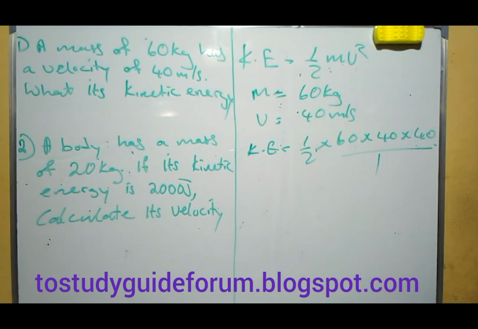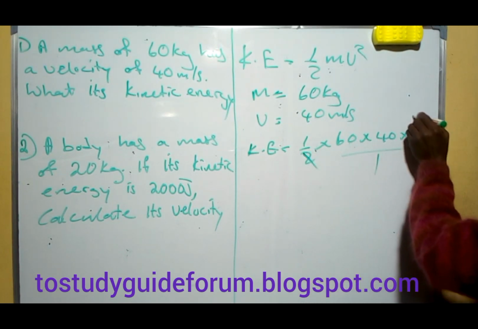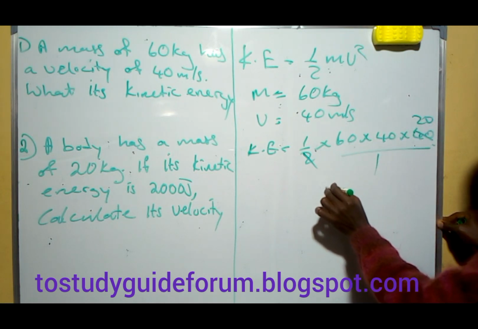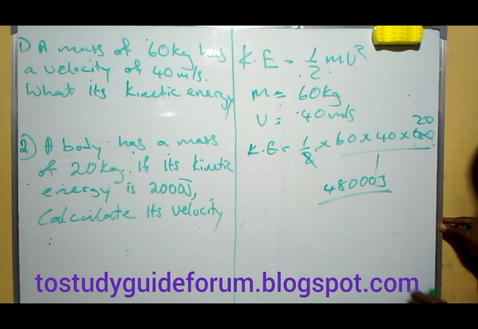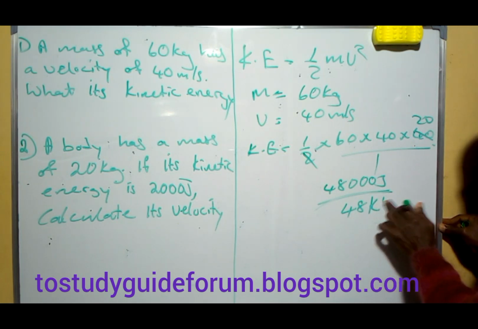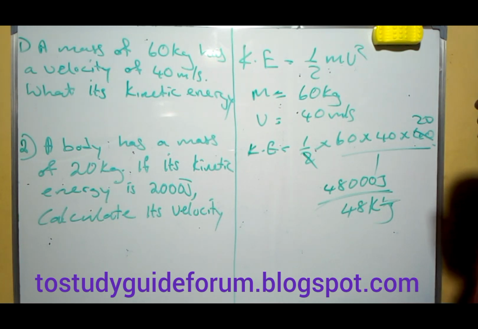So what we have will be: 2 here, 2 there, we have 20, and then multiply out 60 times 40 times 20, we have 48,000 joules, or 48 kilojoules. So let's try the second one.